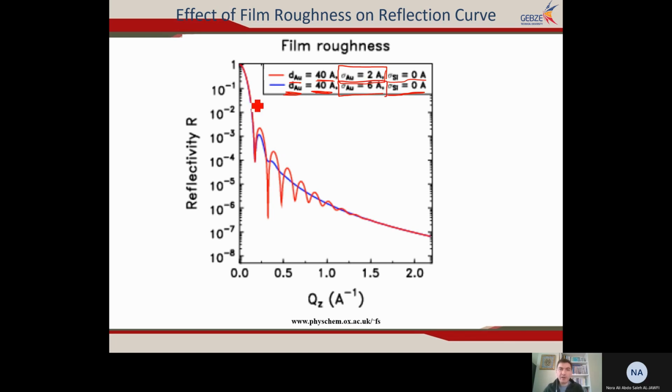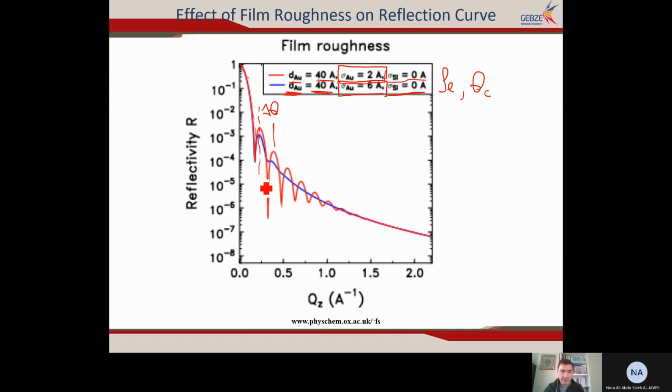So what about the result? They have the same electron density, so they should have the same critical angle because we are talking about the same material. What you see here is that they have the same critical angle and they have the same thickness. Look at the delta theta here.